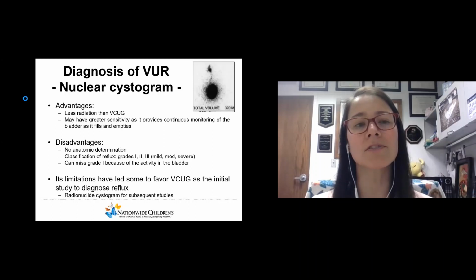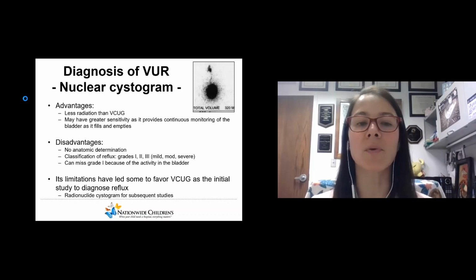It may also have greater sensitivity, as it provides continuous monitoring of the bladder as it fills and empties. The disadvantages are that there's no real anatomic determination. The classification of reflux using a nuclear cystogram is different than in a VCUG. It's actually just graded on 3 levels, basically mild, moderate, or severe, or 1, 2, 3.